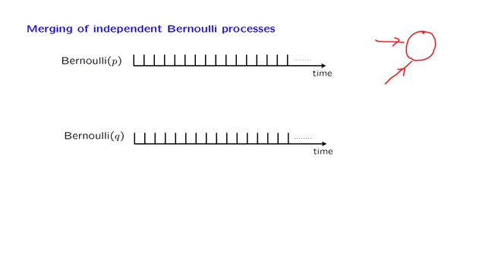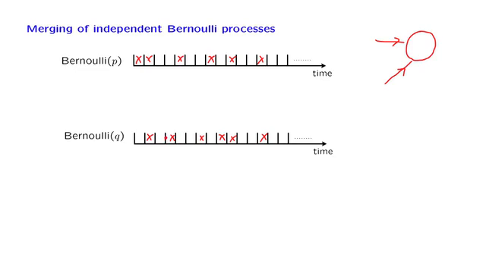Here's a precise model. We have two streams that correspond to Bernoulli processes with some parameters each, P and Q respectively, and each one of these processes receives arrivals at certain times that we indicate by crosses. And similarly for the second process. We assume that these two processes are independent. And what we mean by this is that any collection of random variables associated with the first process will be independent from any collection of random variables associated with the second process.